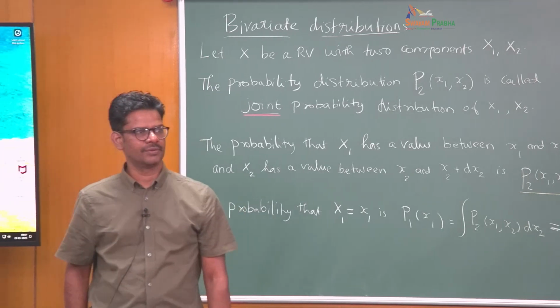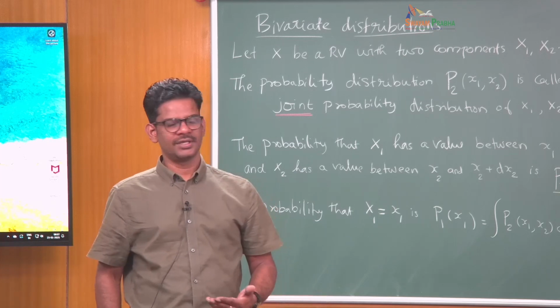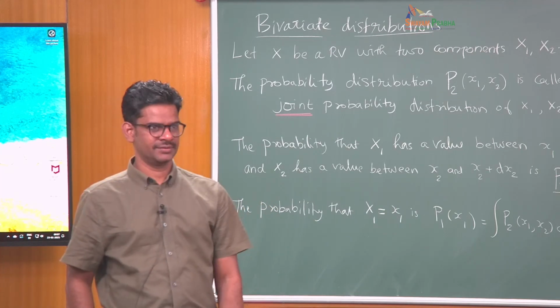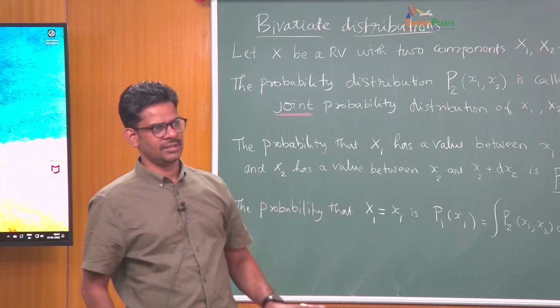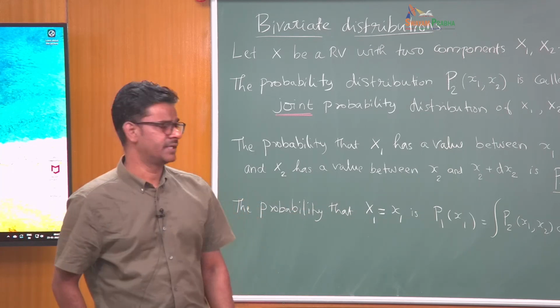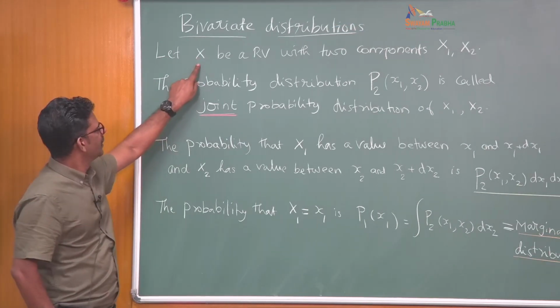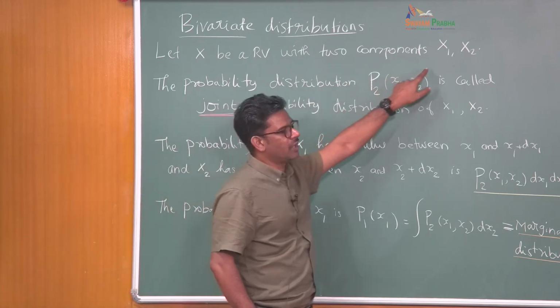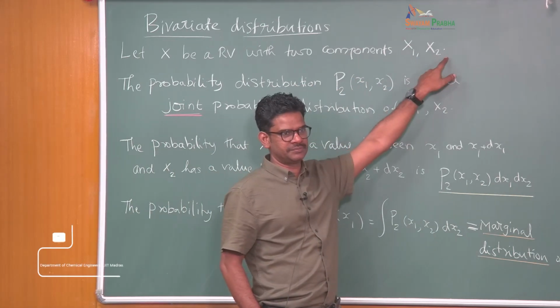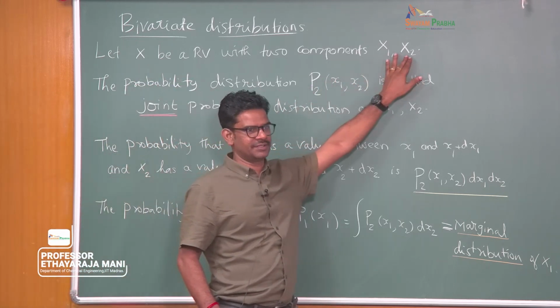We also said that a random variable can be a vector, it can have multiple components, and then the associated distribution will be multivariate. But here I am talking about bivariate, meaning there are going to be two random variables, and we are looking at the distribution of that. So we say this X is a vector, a random variable which has two components, X1 and X2. Random variables are always expressed in terms of capital X letters.